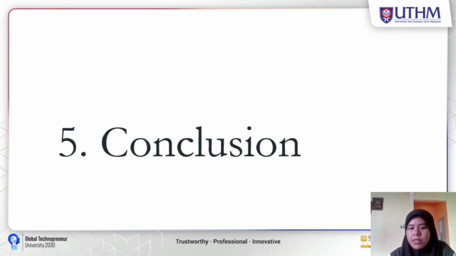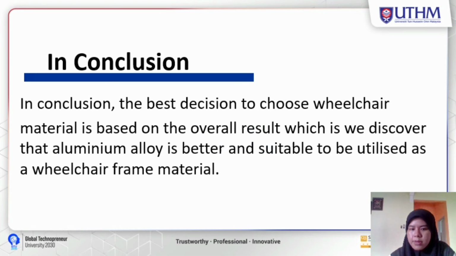The next chapter is the conclusion. As the conclusion, we can say the best decision is to choose the wheelchair material. Based on the overall result, we discovered the aluminium alloy material is better than the titanium because it is suitable to be utilized as the wheelchair frame material.